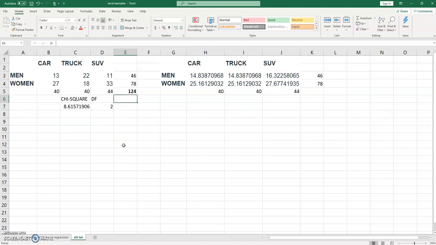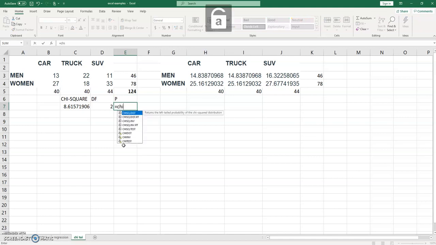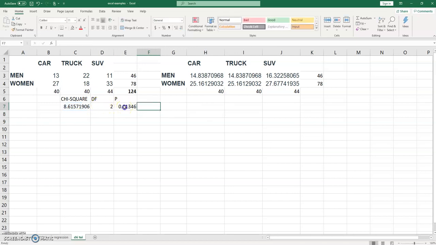So then we can get the p-value for this chi-square if we use chi-square.dist, and we can use the right tail function. We get the chi-square with the degrees of freedom, and we get a p-value of 0.01, which would be statistically significant. And so there we've calculated out all of these values.